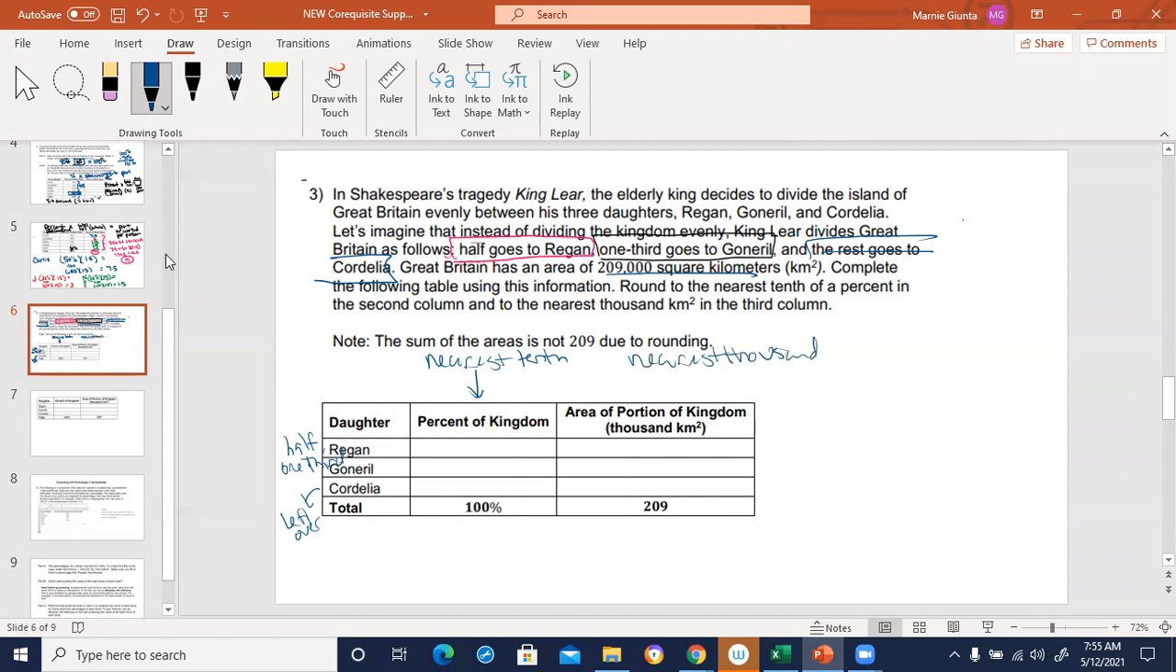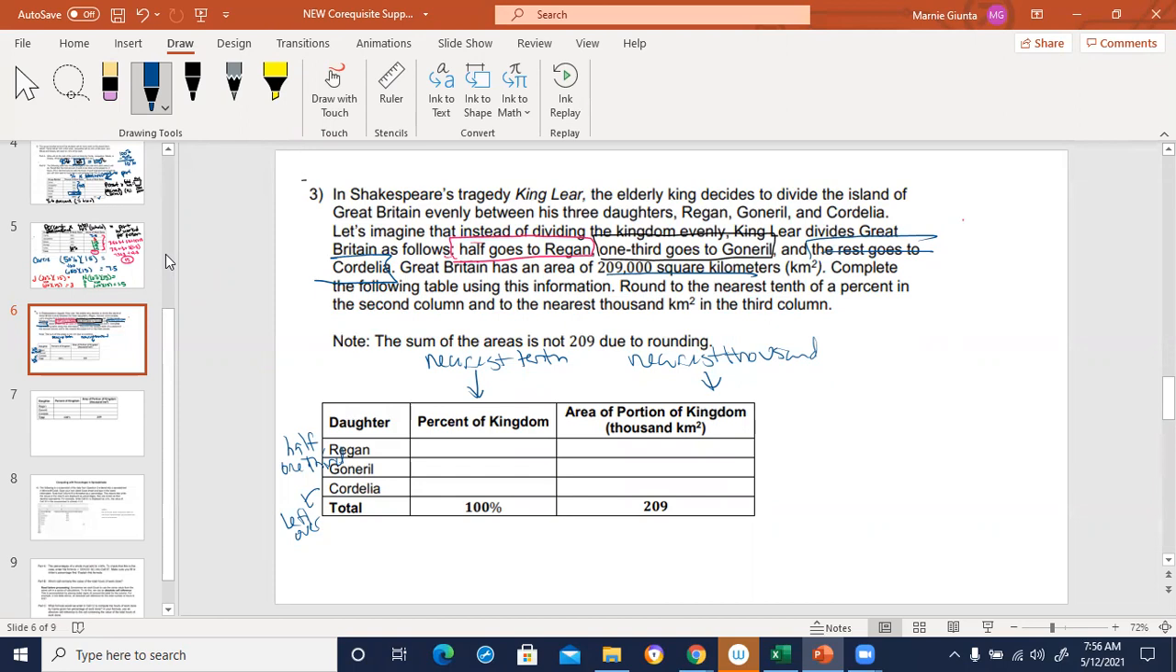So this will be a whole number here. Okay. So the sum of the areas is not 209 due to rounding. So when you start rounding, so we're rounding this to the nearest 1/10, when we have these numbers and we do our checks, they may not add up exactly, but we can do our best and make it close. All right, so here we go.